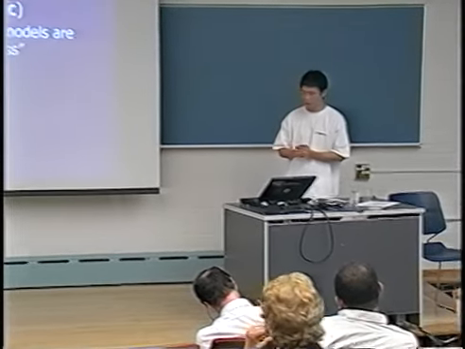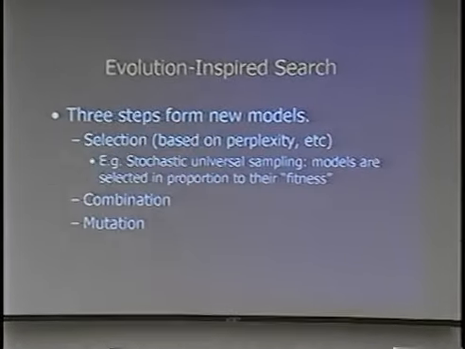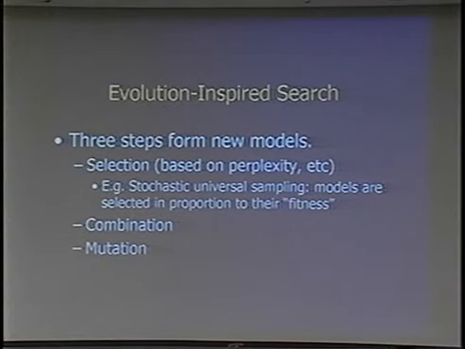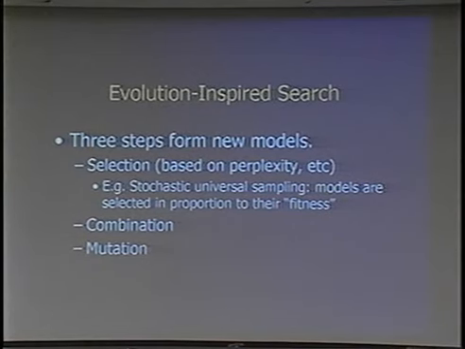As I mentioned before, there are 3 steps in the algorithm. The first part is selection. I already implemented the so-called stochastic universal sampling. The idea here is that each language model has a probability to survive, and the probability is proportional to the fitness. Those fitness values are directly related to the quantities that I described before, such as word error rate or perplexity.